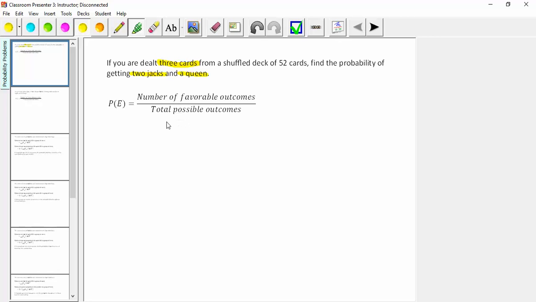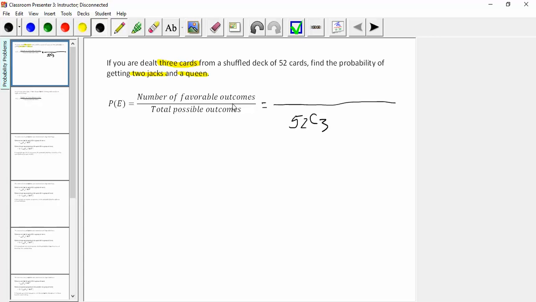To do this problem, first of all, the denominator is the easy part. Total possible outcomes. We're dealt 3 cards from a deck of 52. Does order matter? Does it matter if you get a 10, then a 7, then a jack, or a jack, then a 10, then a 7? No, it doesn't matter in cards. And so we could say that is a combination. We've got 52 cards, and we're getting 3. That's how many total possible outcomes there are.